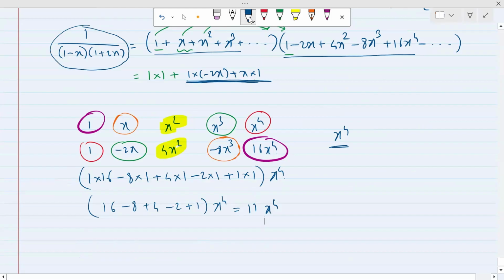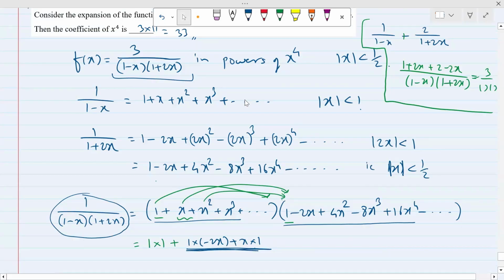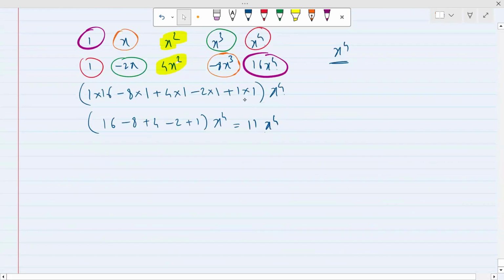But what is our term? Fx is 3 times this. So what is the coefficient of x raised to 4 then? 3 into 11, that is 33. Is it followed by all of you? Absolutely, you can apply partial fractions. There is no harm in applying partial fractions.